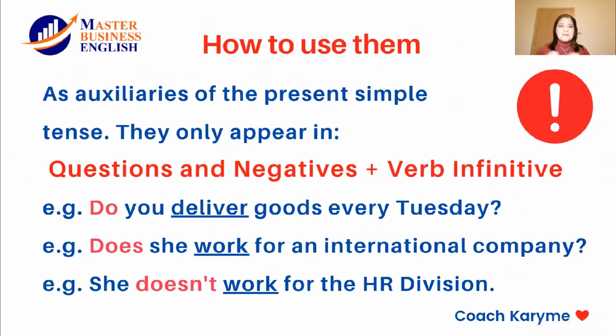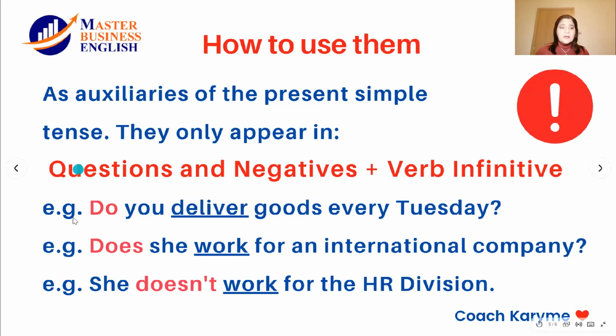And how to use them? Well, as auxiliary of the present simple tense, okay, they only appear in questions and negatives. And when they appear in questions and negatives, the verb next to them goes in its infinitive form. Okay? Examples: Do you deliver goods every Tuesday? Does she work for an international company? She doesn't work for the HR division.